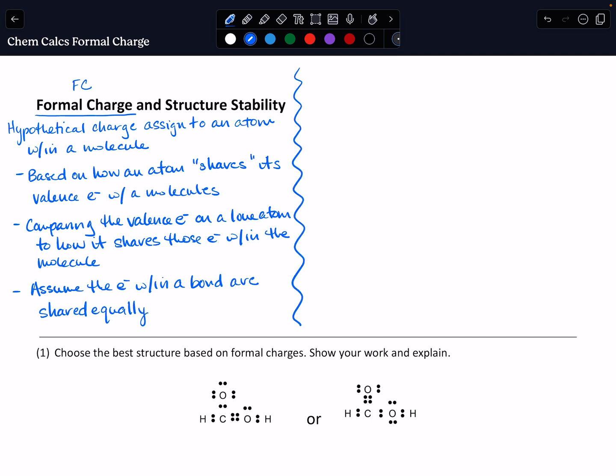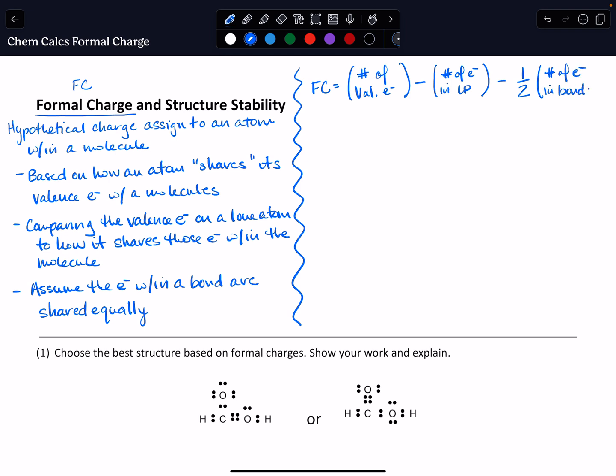So let's start with the formula, how we calculate the formal charge. We need three pieces of information. The first thing we need to know is the number of valence electrons. So we're going to need the periodic table. Once we know that number of valence electrons, we're going to subtract two numbers from that. The first, the number of electrons in lone pairs around that atom, and then half the number of electrons in bonds.